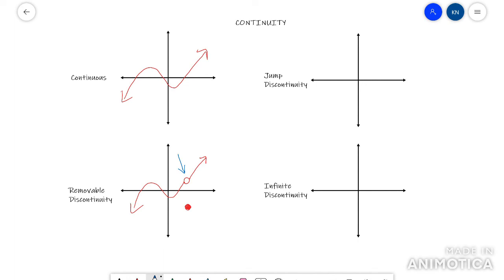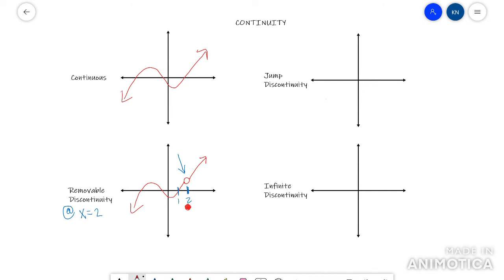And the way you want to answer this is you want to say removable discontinuity at, and then you say where that discontinuity happens. So let's say it's at 2. So I would say at x equals 2. So that's removable. Next is a jump discontinuity.